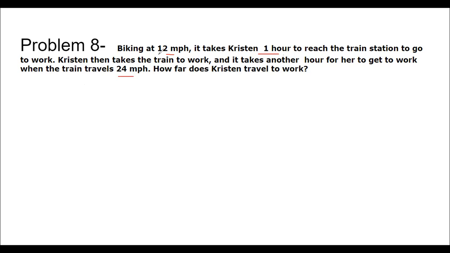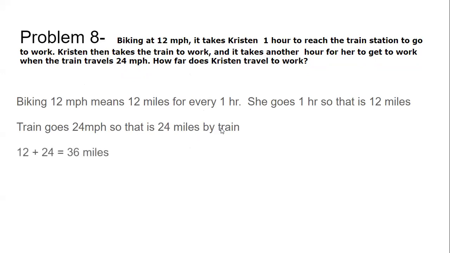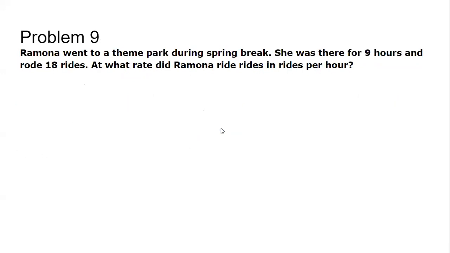Well, for 1 hour, she went 12 miles per hour. So you write down 12. For another hour, she goes 24 miles per hour. So you write down 24. And then that's it, 36 miles. And let's see it. MPH is miles per hour, means 12 miles for every hour. She goes 1 hour, so that's 12 miles. The train goes 24 miles per hour, so that's 24 miles. Added together, you get 36.